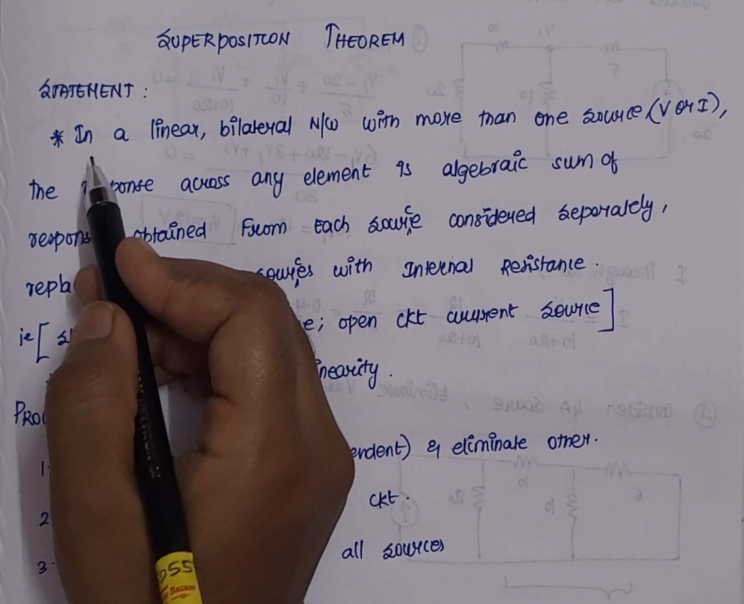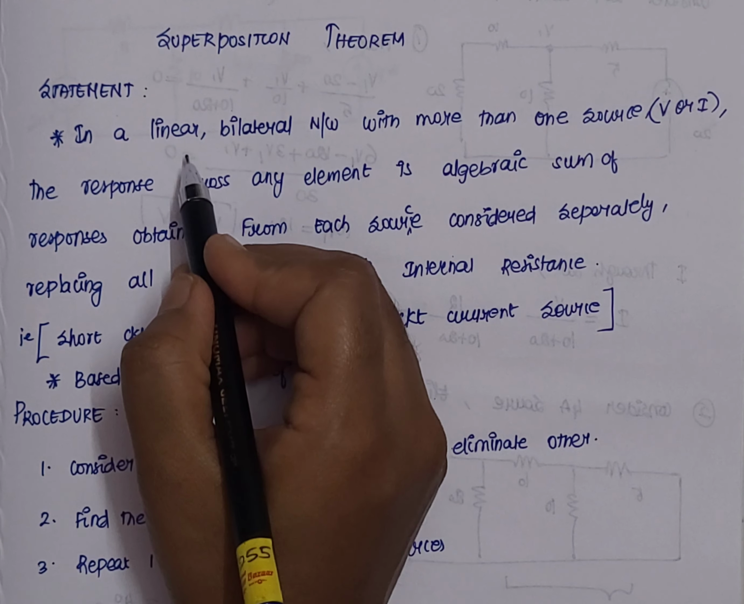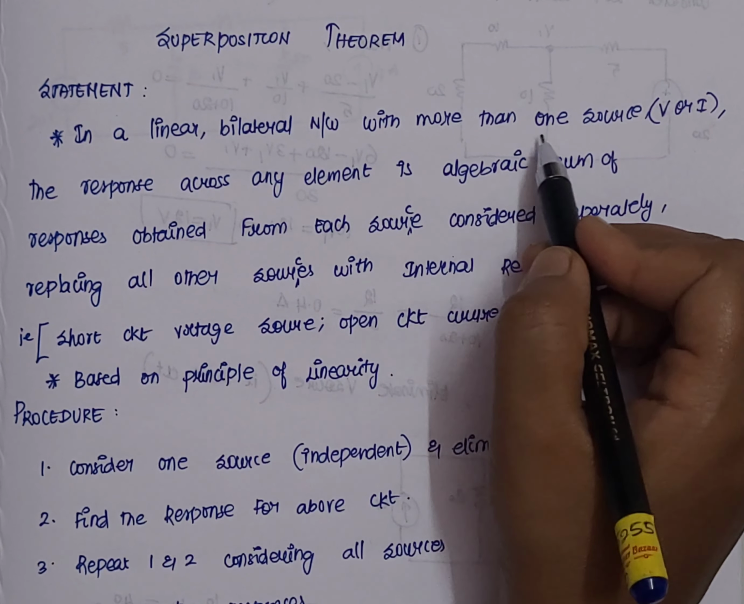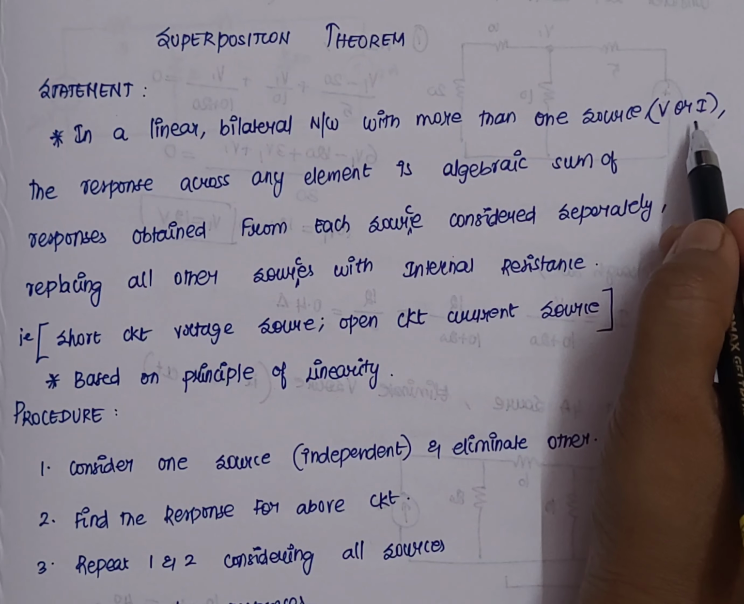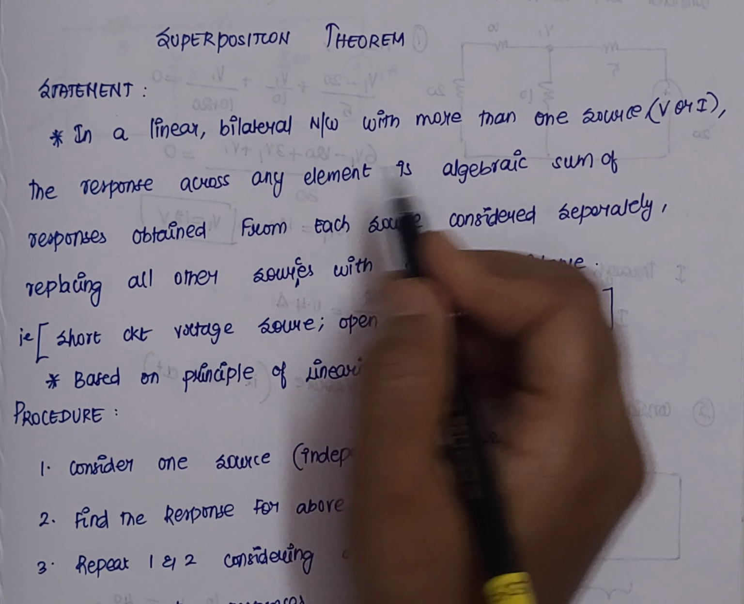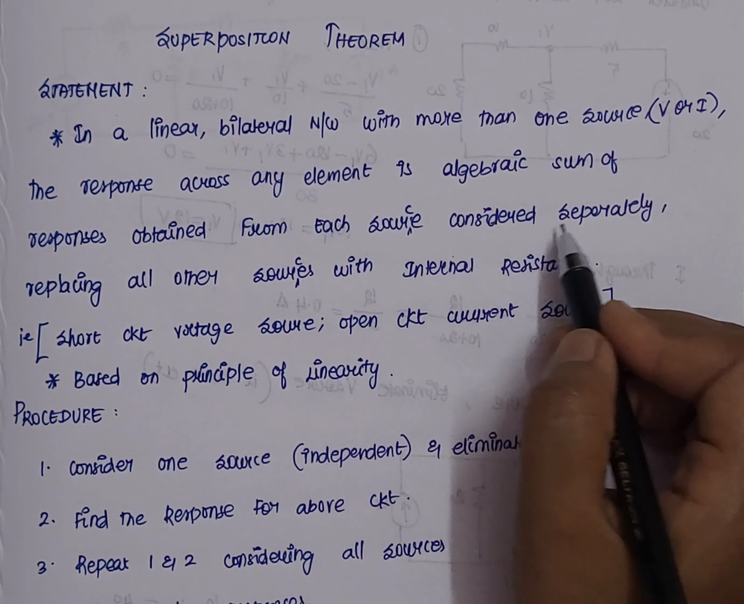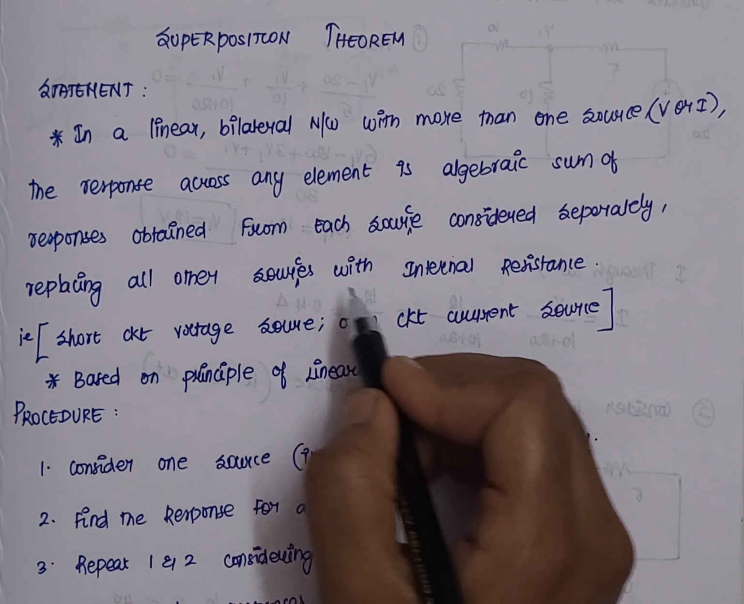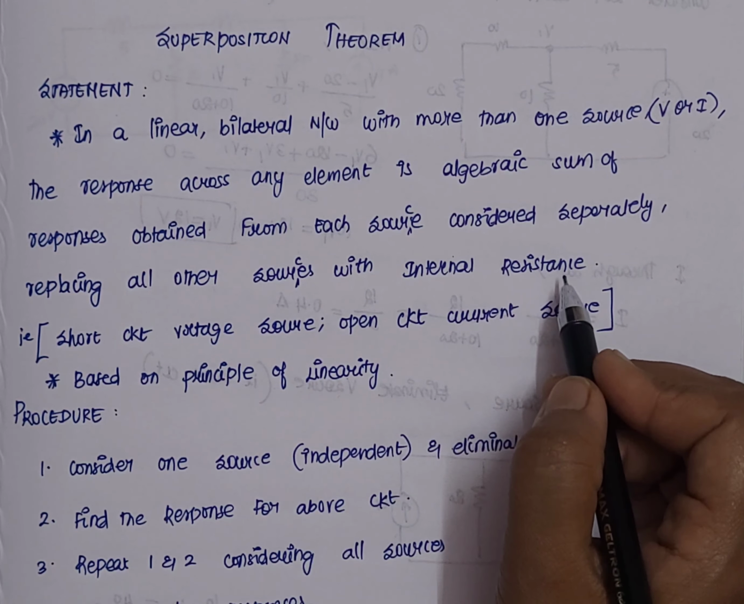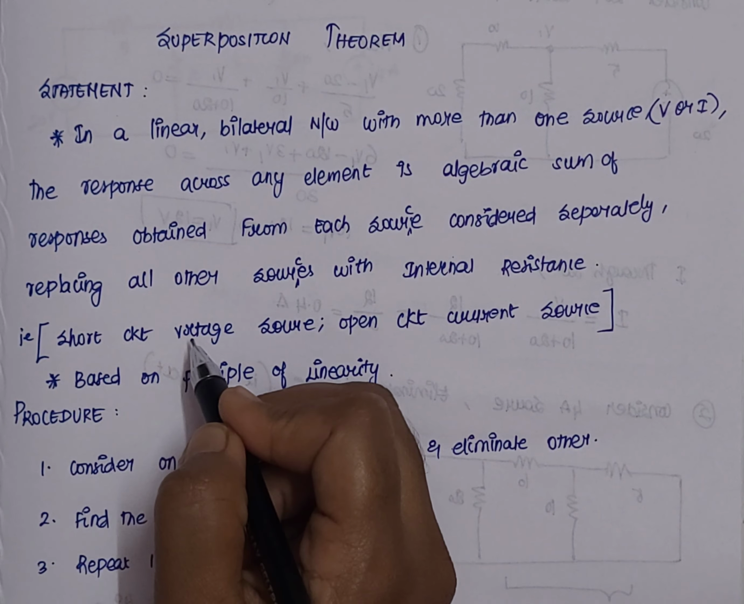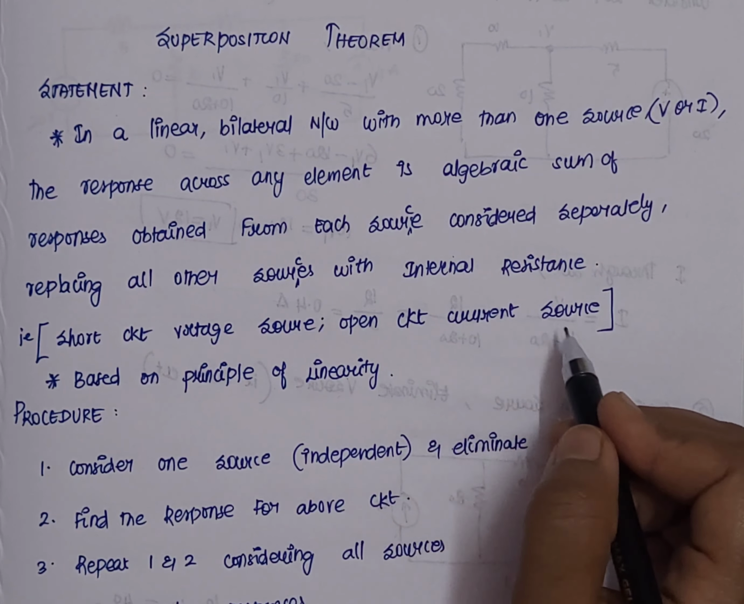The statement of superposition theorem is, in a linear bilateral network with more than one source, which can be either voltage or current, the response across any element is the algebraic sum of responses obtained from each source considered separately, replacing all the other sources with their internal resistance. That is, we have to short circuit the voltage source and open circuit the current source.